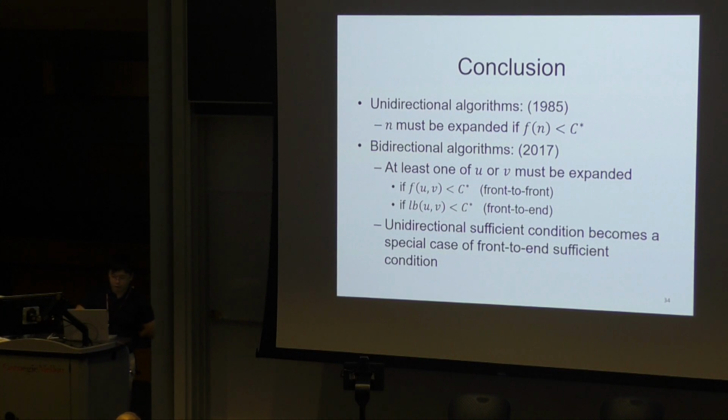So to conclude, after 30 years of having a sufficient condition for unidirectional search, we finally come up with a sufficient condition for bidirectional search. And the unidirectional sufficient condition becomes a special case of our frontier sufficient condition. And that's all.